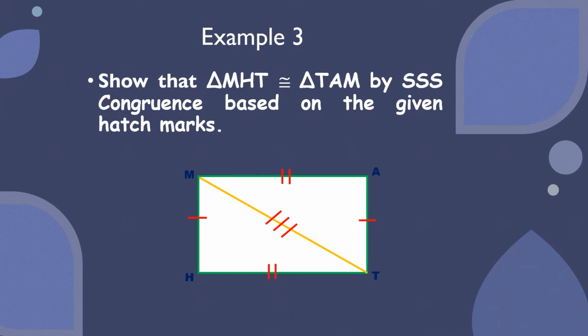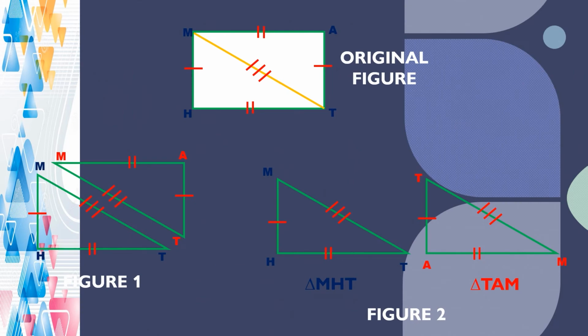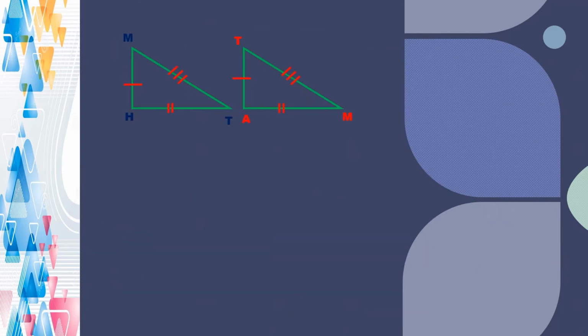Show that triangle MHT is congruent to triangle TAM by side-side-side or SSS Congruence Postulate based on the given hatch marks. We can easily figure out the congruent parts by separating the triangles. By arranging them, we can form two right triangles. One hatch mark is placed for side MH and side TA.